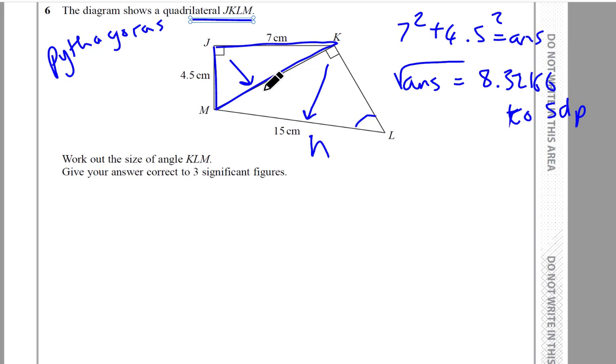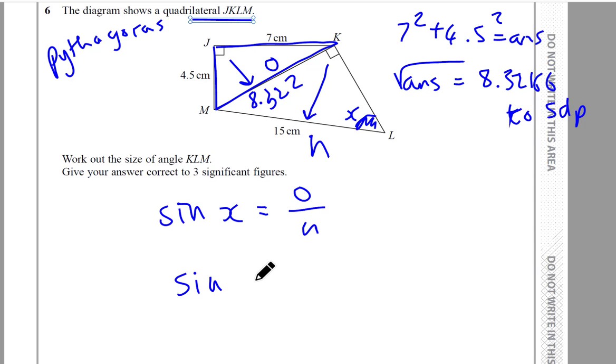You could probably do that to 2 or 3 decimal places, you'll be fine. And then we're going to use that. So we've got, and I'm just going to use 8.322 here. So in this shape here, that's the angle. That's the hypotenuse. That's opposite the angle, so it's opposite. So we've got sine, and we can just call that x equals O over h. So we've got sine x equals 8.322 divided by 15.